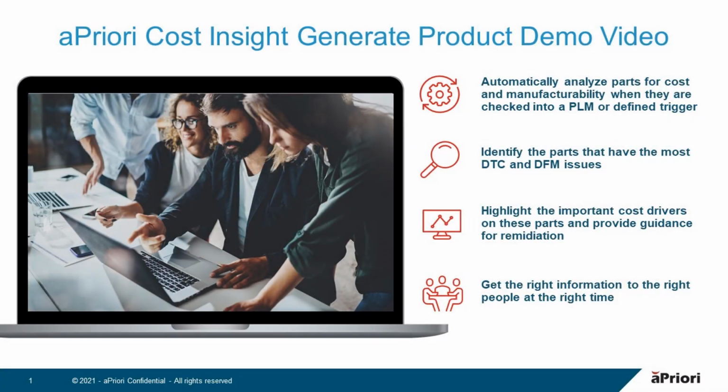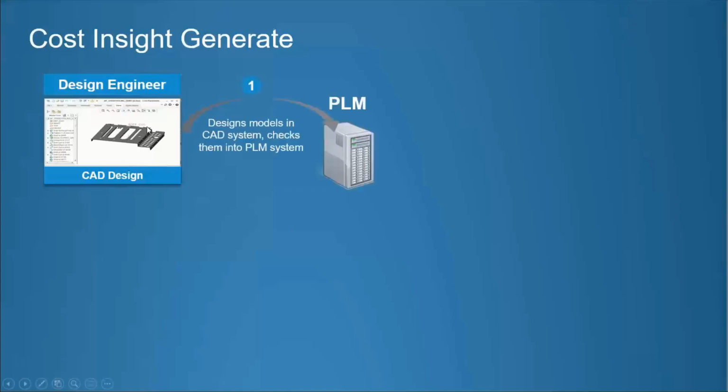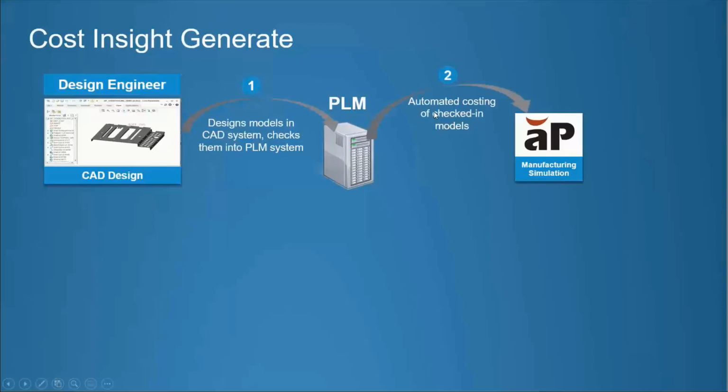So we have the concept of what we call cost insight generate, where we automatically analyze parts for manufacturability and cost. I'm going to show you how we do this in actual fact, but most of the work is done in the background. Most of the work is done on a server somewhere that's doing some very clever stuff. The design engineer, which would be me in this case, I create a design and I send it into my managed environment, into PLM. It gets checked in. And then from there, it takes over.